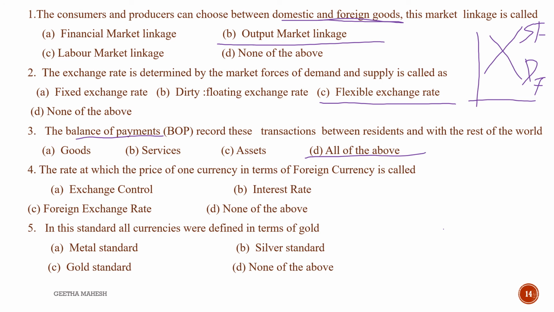The rate at which the price of one currency in terms of foreign currency is called exchange control, interest rate, foreign exchange rate, none of the above. It is foreign exchange rate, that is nothing but the rate at which one country's currency is exchanged with another country's currency. In this situation, all currencies were defined in terms of gold: metal standard, silver standard, gold standard, none of the above. It is gold standard where all currencies were defined in terms of gold.